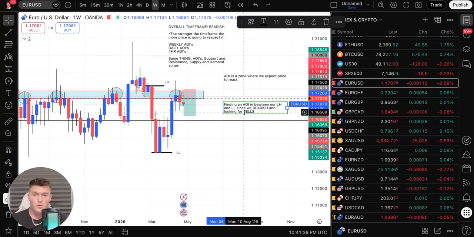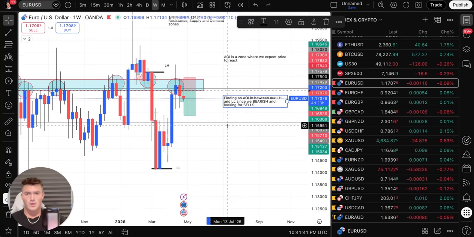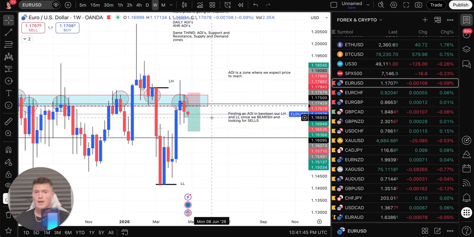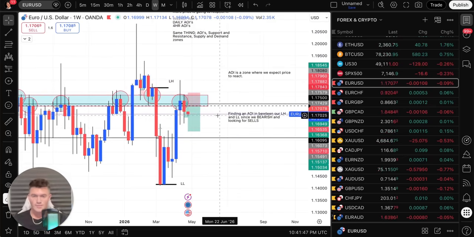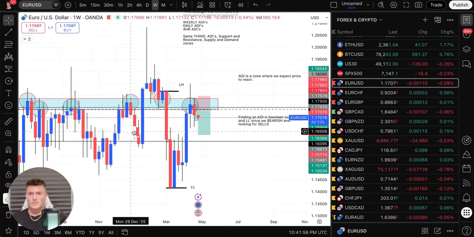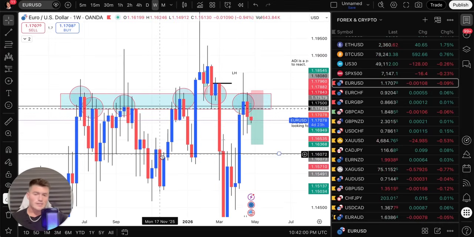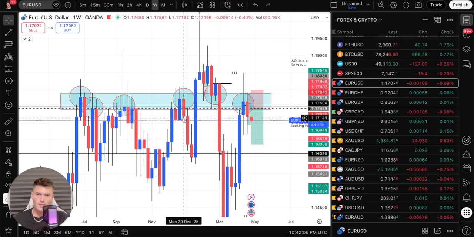Okay, and we did. We found that area of interest. All we're waiting for now is price to have a retracement or a pullback so that we can then sell the market. If we look over here, what has happened previously? When I'm doing my top-down analysis, I always like to look in the past. Let's see what happened in the past, right? So we've got this pullback right into this area.